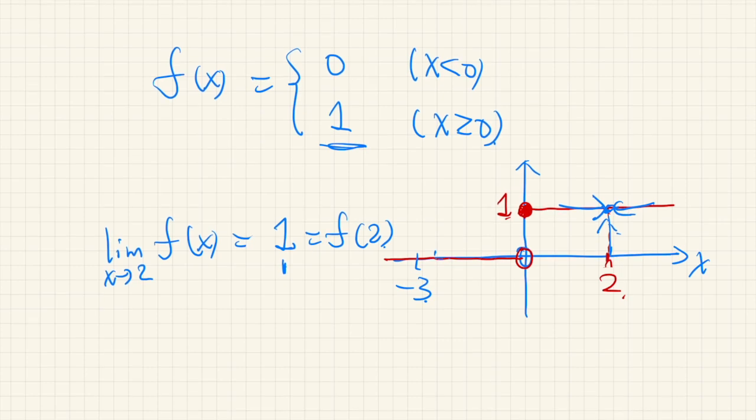But at x equal to 0, it's not continuous, because the right limit is 1 and the left limit is 0. So that means there is no limit at x equal to 0. Otherwise, the right and left limits should match, but they don't match. So we don't have the limit of this function at x equal to 0. Therefore, this is not continuous.